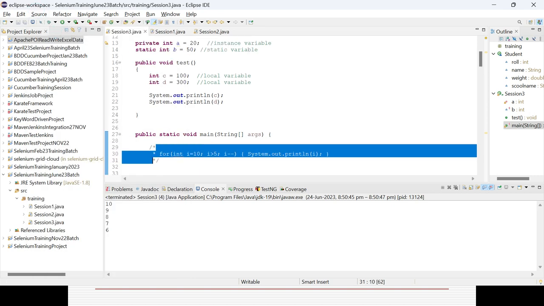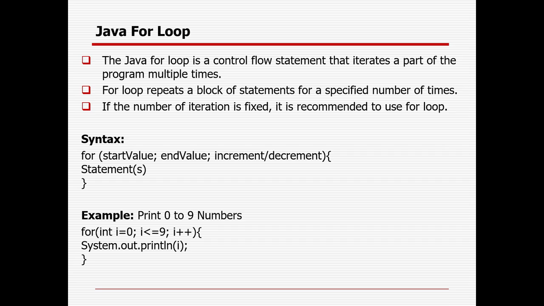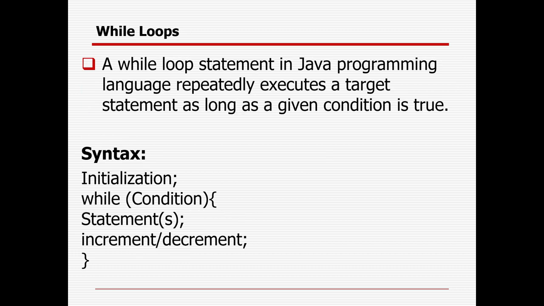The next is when you do not know the size, the iteration size, you can go with while or do while. So what is the difference between while and do while? While means it will first check the condition and then it will execute. And do while means it will do at least one time before checking the condition, and then it will check the condition.